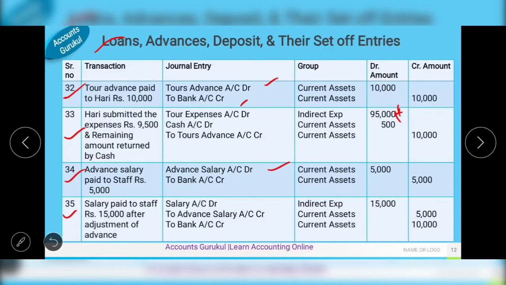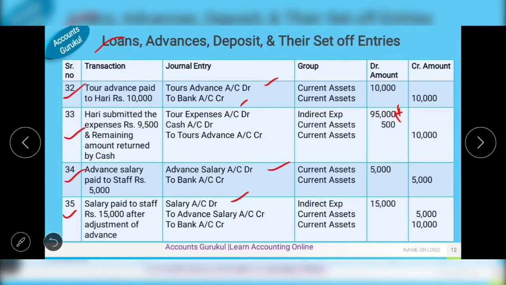So advance we had paid 5,000. Then salary account debit, because the total salary, that's 15,000, is an expense for me and we have to debit it to the P&L account. So salary account debit, it's 15,000, to advance salary account credit, because there we had debited it as current assets.